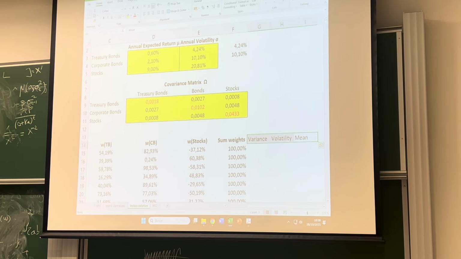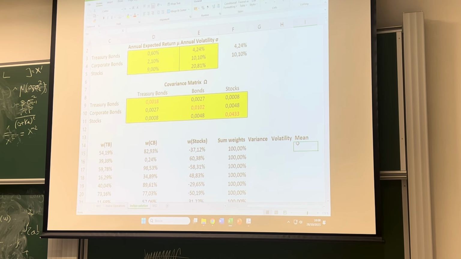Variance, volatility, mean. I put it in this order because the plot that we want to plot is return versus volatility. And in Excel, this goes like volatility, mean. First column is X's, second column is Y's. So I'm picking this order in order to make the graph more naturally. So let's start from simple to difficult. Very simple, the expected return.